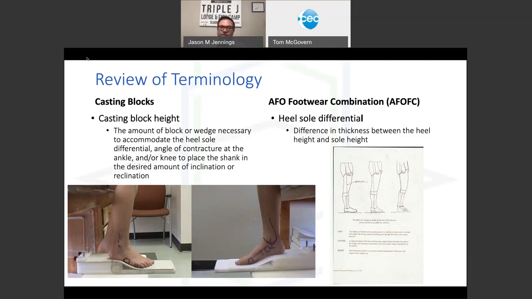And the slide below represents a fixed AFO being placed in different shoes with different heel heights, and you can see how it changes the alignment of the shank from reclination to a neutral alignment to an inclined alignment, just as if we were using different shoes on a prosthesis. The same alignment principles apply.